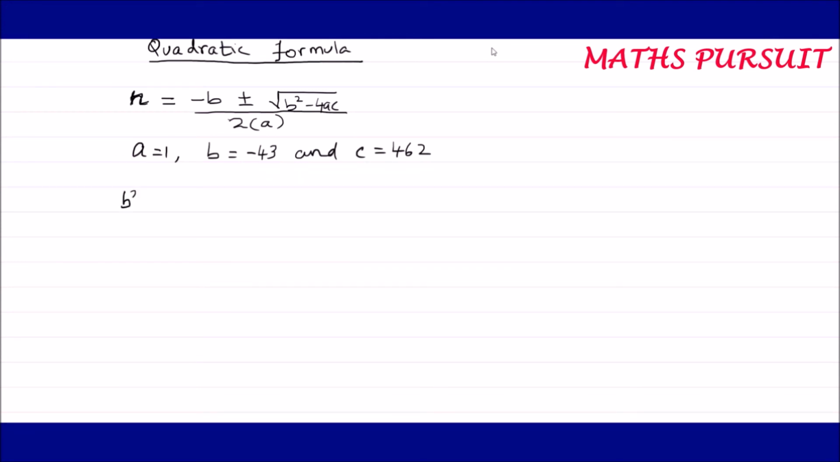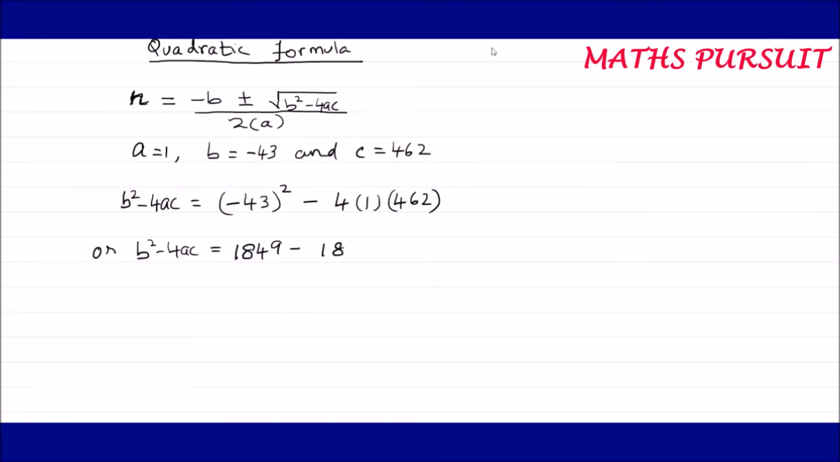Now let us solve b square minus 4ac, that is equal to minus 43 square minus 4 into a into c. The value of a is 1 and the value of c is 462. So this is what I did. Or I can write b square minus 4ac is equal to, the square of 43 is 1849 minus 1848. If you multiply 4 into 1 into 462, we will get 1848. Or I can write b square minus 4ac is equal to 1. Guys, this is what we got.